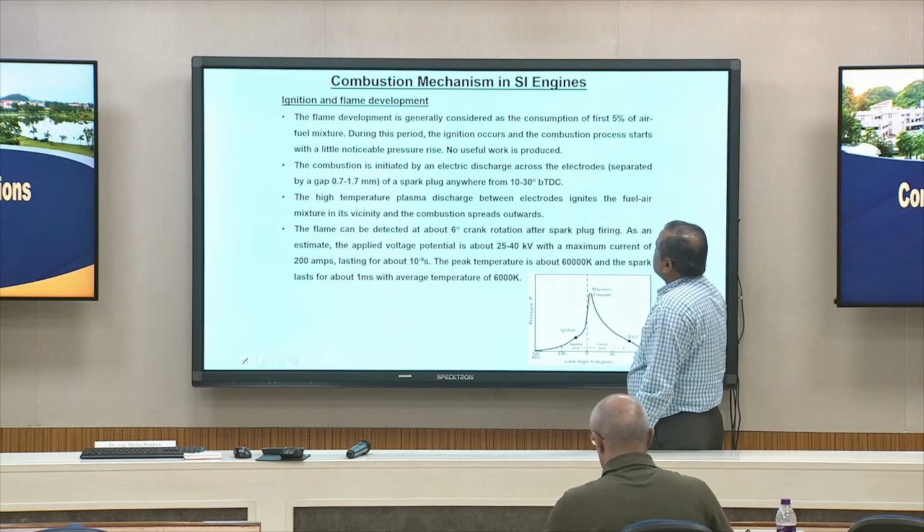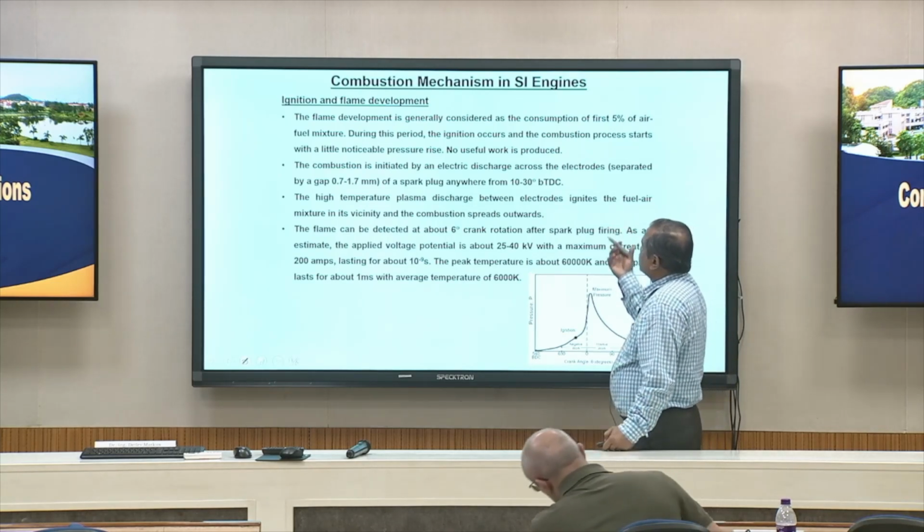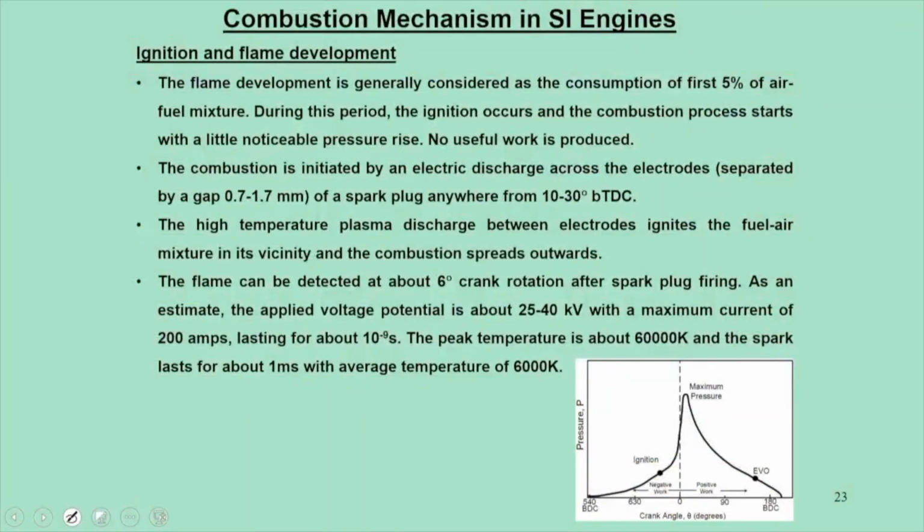Typically during the ignition phase and development, it is done through a spark plug. The spark plug is nothing but an electrode, and it is just a point to be noted here that we create a voltage potential of about 25 to 40 kilovolt that turns out to be a maximum current of 200 ampere, but it is not that significant because it lasts for 10 to the power minus something second.